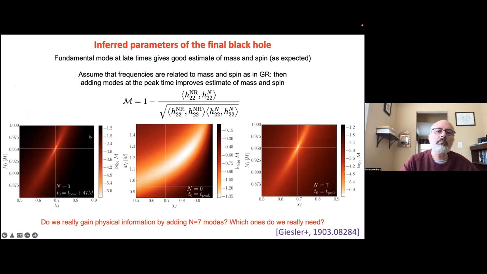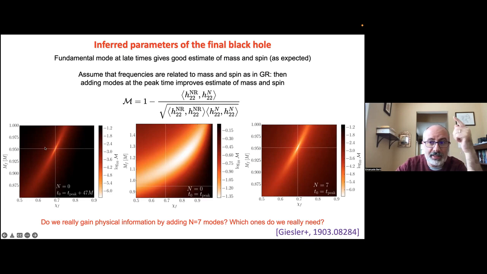One more argument that was brought by Matt Giesler and others was that adding all of these extra overtones really improves the value of the mass and the spin that you get. Here you see marked with a plus the actual value that you get from the full inspiral-merger-ringdown. And what you see here is the mass and the spin that you will get with a single mode fit 47M after the peak, which is a region where everyone will agree that linear perturbation theory is a very good approximation. And in fact, you get a great estimate of the mass and the spin from a single mode.